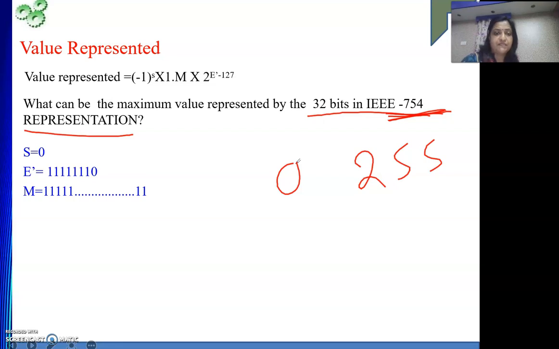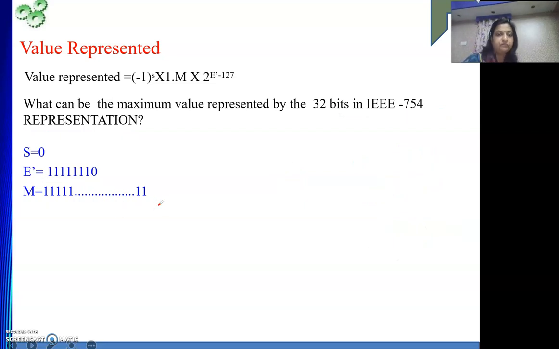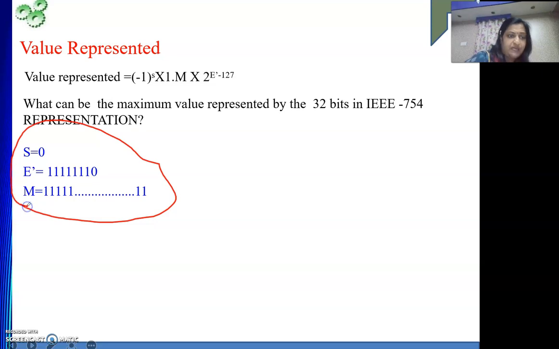So if it is maximum, then which bit will I make 0? The least significant bit, because I cannot have 255, up to 254 I can go. So what is 254? This one, right? It is 254. And what will be M? It is the maximum value, so you take all 1s. So if we take all 1s, 23 ones are there, right? Then for the maximum value represented, first I need to know that if they are asking for the maximum value, then it should be this combination.